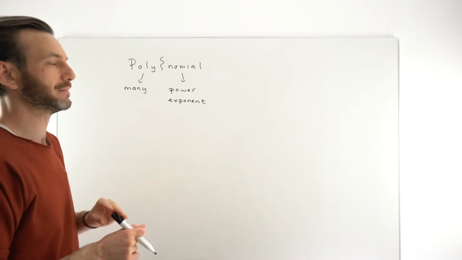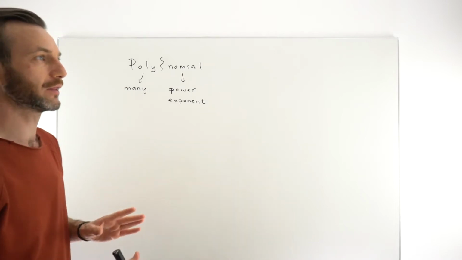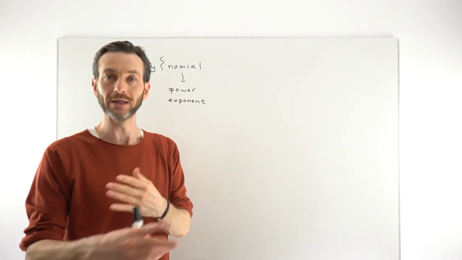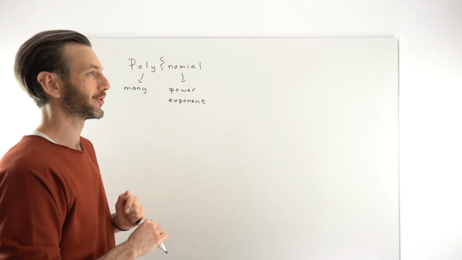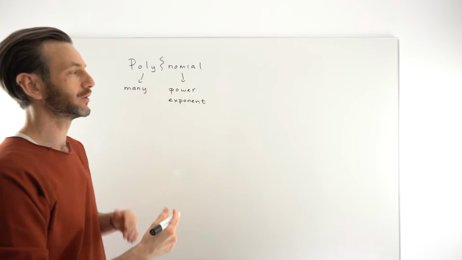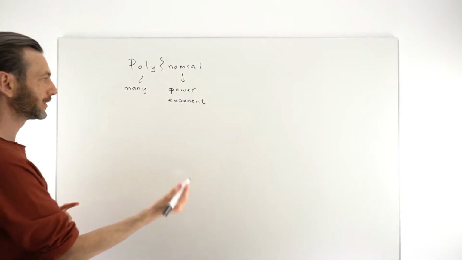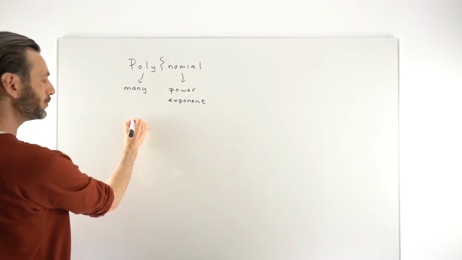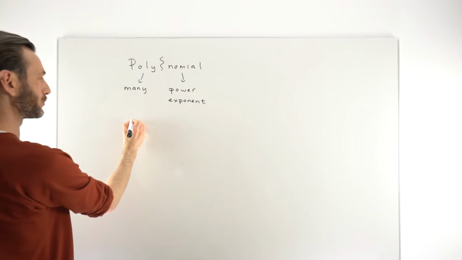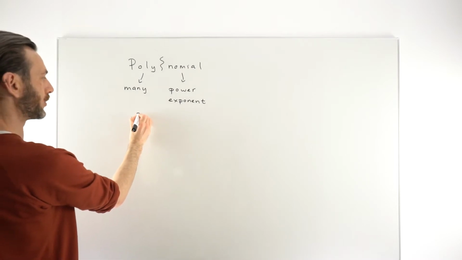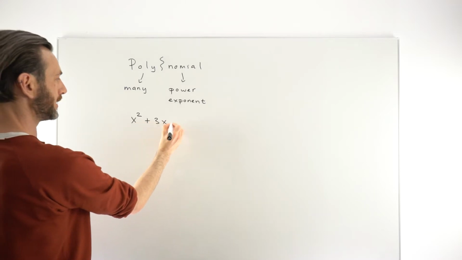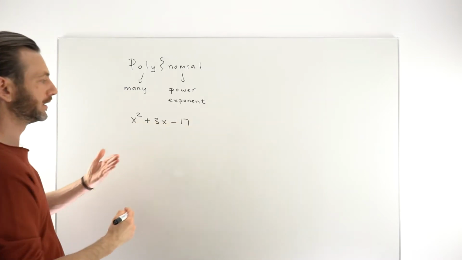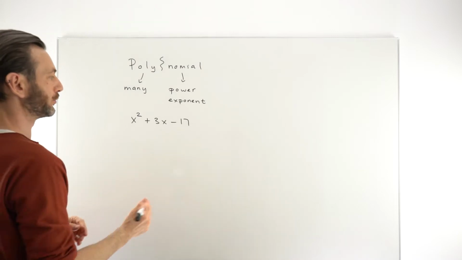But what does that exactly mean, multiple powers? Well, it means that the variable term, the x term usually, good old x, is going to have multiple powers on it in a polynomial expression. So for example, you may have already seen quadratic expressions which have got an x squared term. So x squared plus something like maybe 3x minus 17. That would be an example of a quadratic type of polynomial.